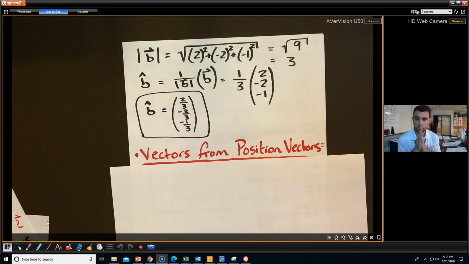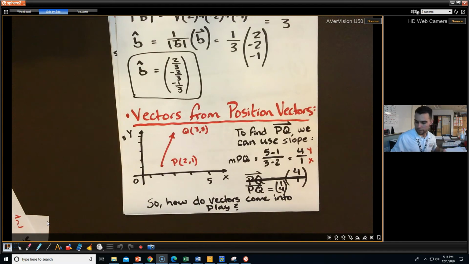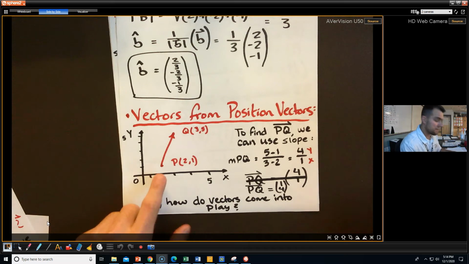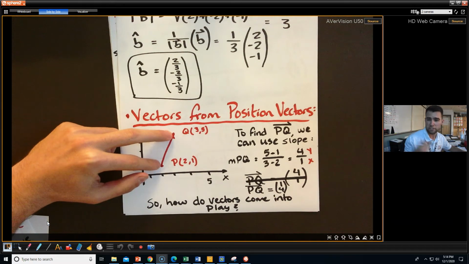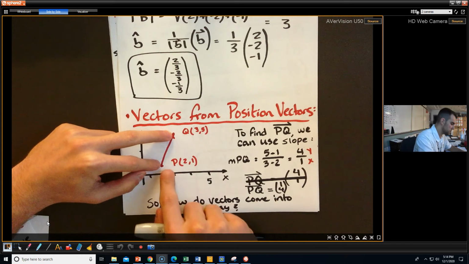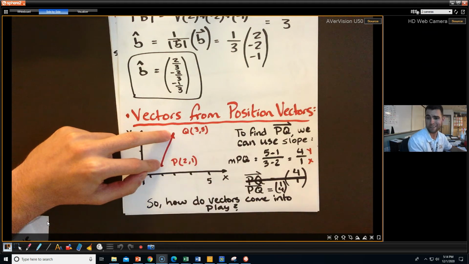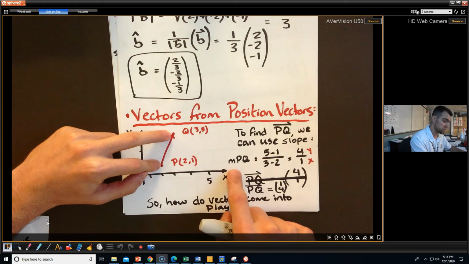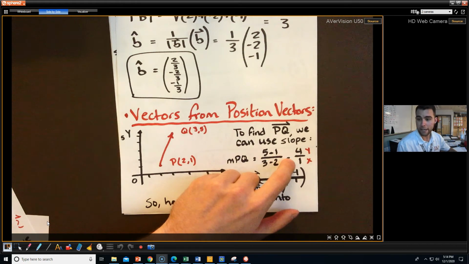Now, here is probably the most important part of this lesson, I'd say: vectors from position vectors. So, I kind of messed up a little bit, so let's take a look. Let's see what happened. If I have this line segment PQ, I can actually find the vector PQ by using my slope formula. Because if I think about it, I just need to think, all right, what is my x direction for my x component? What's my y direction for my y component? And I can do that by just finding my rise over run. So I went ahead and did that. Well, here's my rise over run that I get. I get 4 over 1.